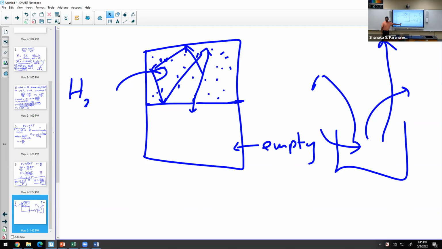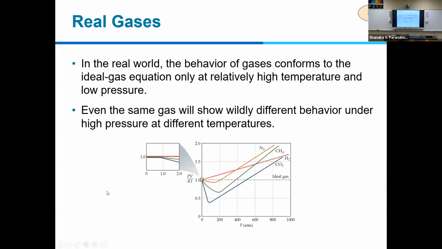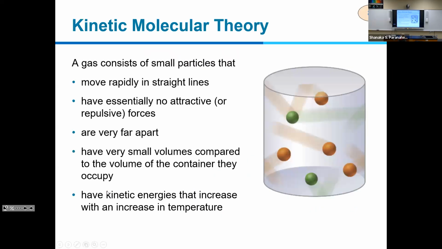Okay, so the last law is called the ideal gas law. It's true for ideal gases. So what are ideal gases? Ideal gases are the gases which satisfy the key points in the kinetic molecular theory, which we discussed at the beginning of the lecture. This is the kinetic molecular theory, which tells us the properties of an ideal gas. There are 5 key points.